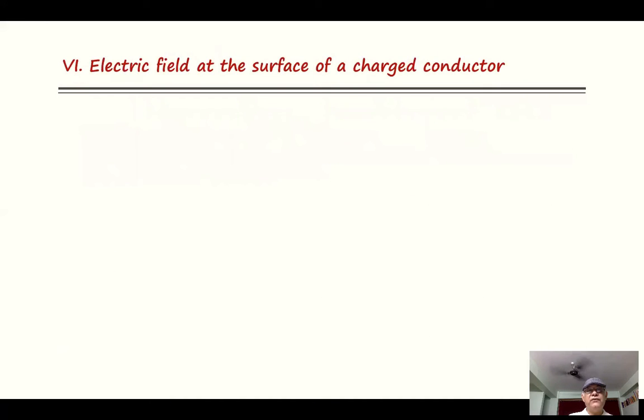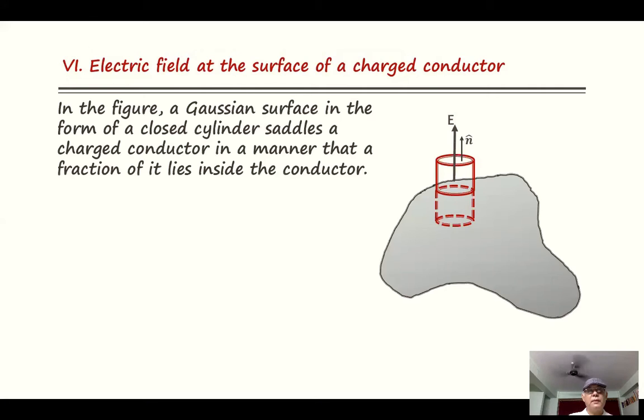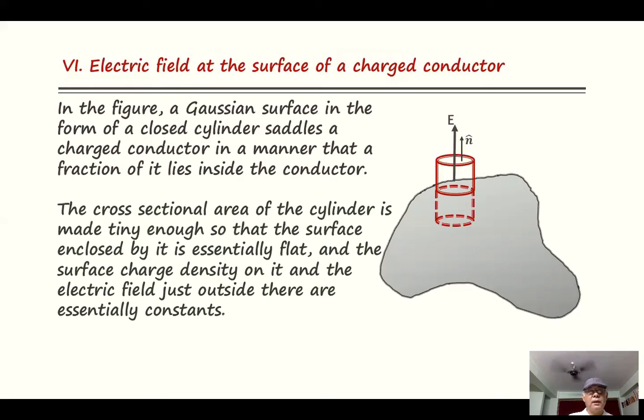Number 6, electric field at the surface of a charged conductor. In the figure, a Gaussian surface in the form of a closed cylinder straddles a charged conductor in a manner that a fraction of it lies inside the conductor. The cross-sectional area of the cylinder is made tiny enough so that the surface enclosed by it is essentially flat, and the surface charge density on it and the electric field just outside there are essentially constants.